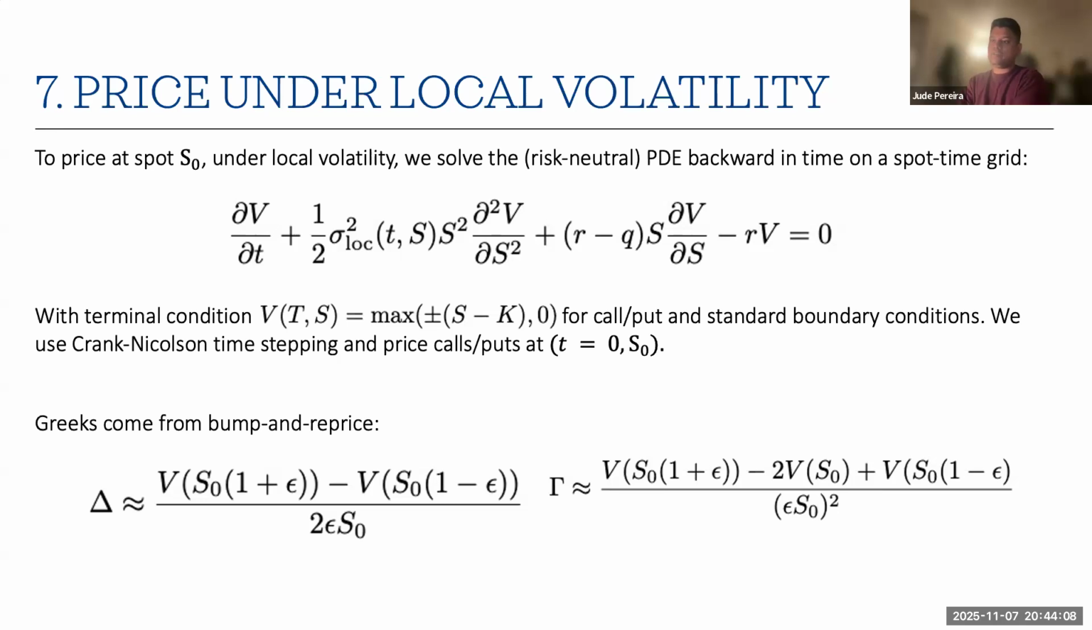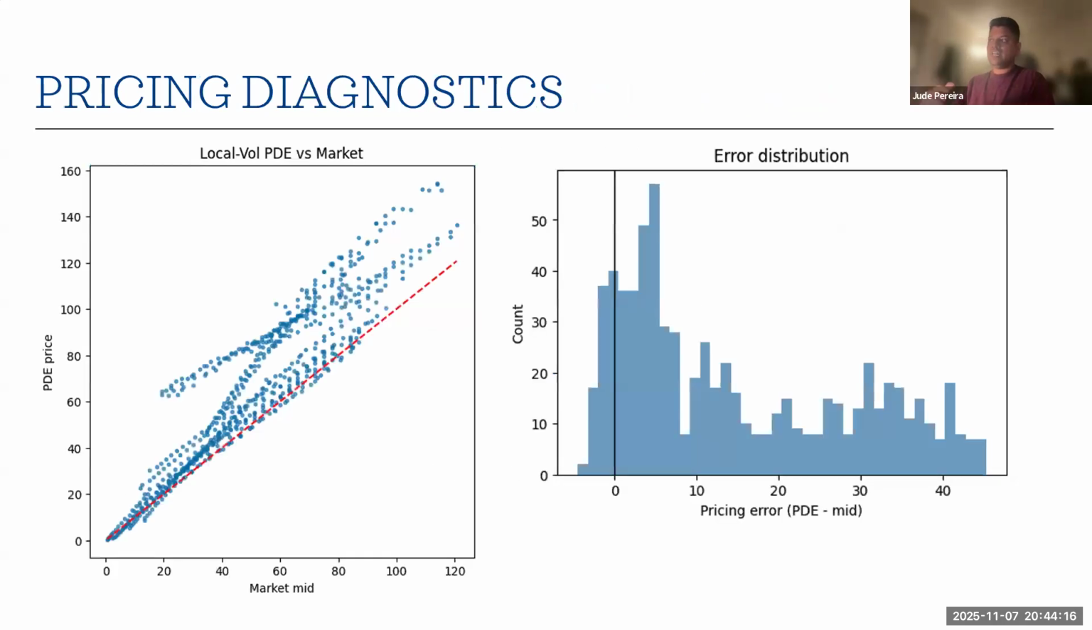And our Greeks are also priced, as shown over here in the slide. So in particular, we obtain the delta and the gamma. Let's look at some pricing diagnostics. We can see that our PDE price follows the market mid price very closely. So that means, as a first look, our pricing model seems to be performing well.